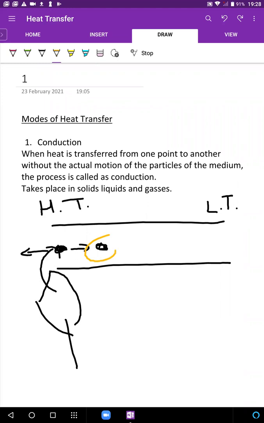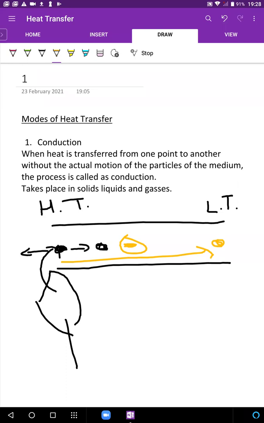When this atom's kinetic energy increases, it increases the kinetic energy of the neighboring atom. Then when that one's increases, it increases the next one's. So through collisions they will keep passing on kinetic energy down the chain, and that's how heat will in a way get transferred from the higher temperature body to the lower temperature body.